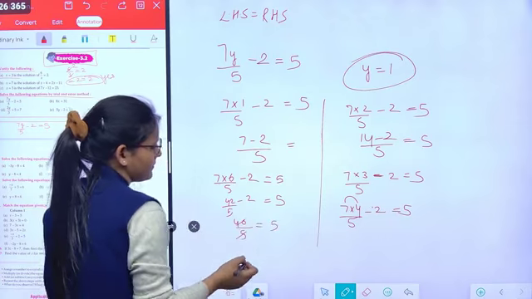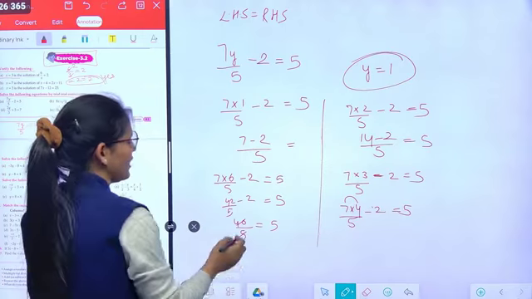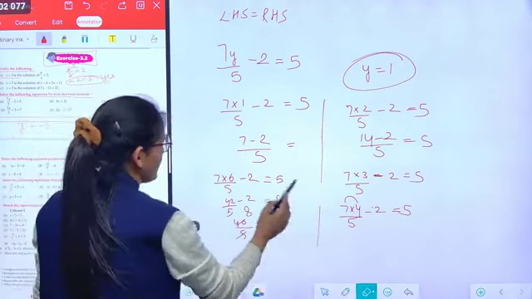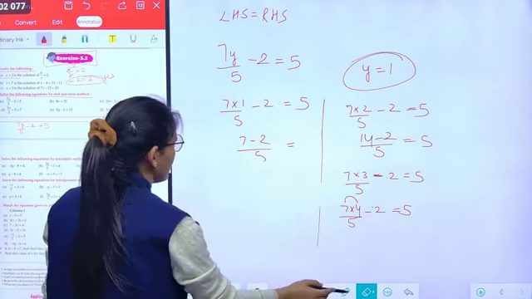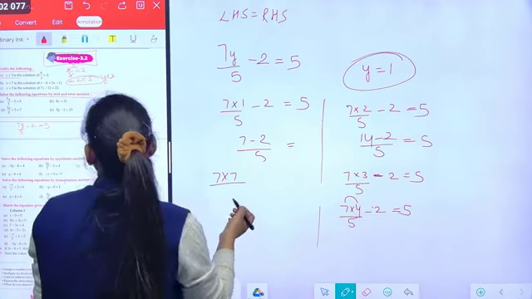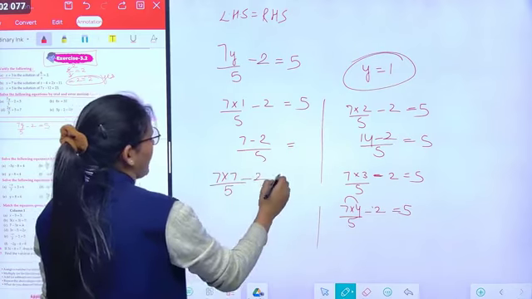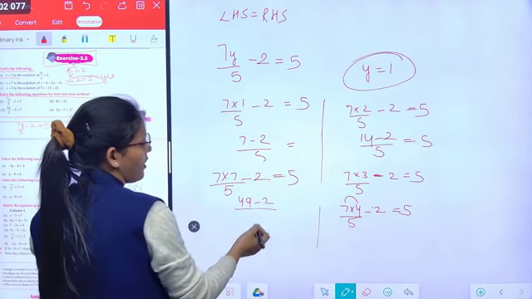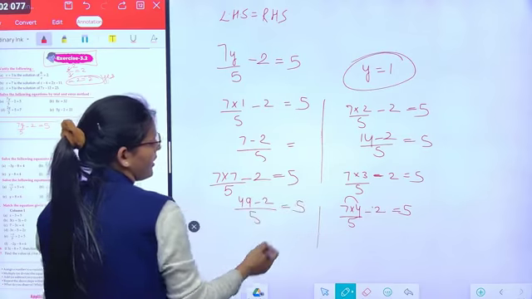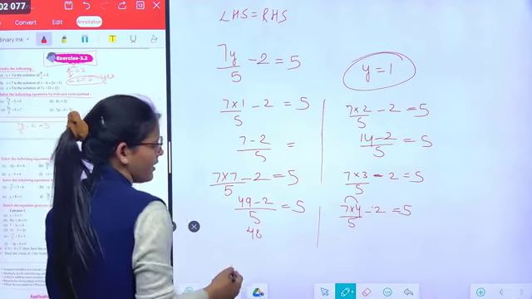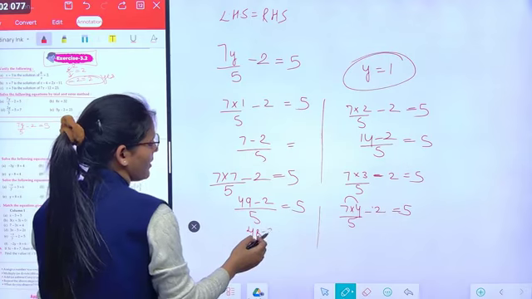5 8s are 40. Now class, still it will not be equal. 8 is equal to 5. Now let's put 7 in place of y. 7 7s are 49 upon 5, minus 2 upon 5. Now class, what will it be here? 48. Now 48 minus 2.